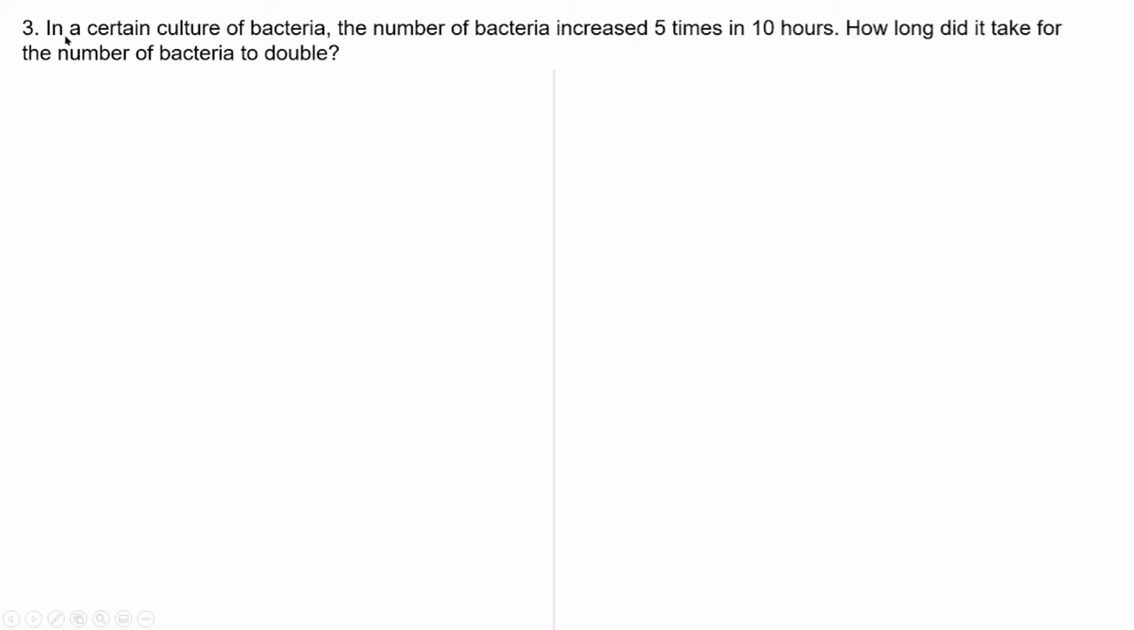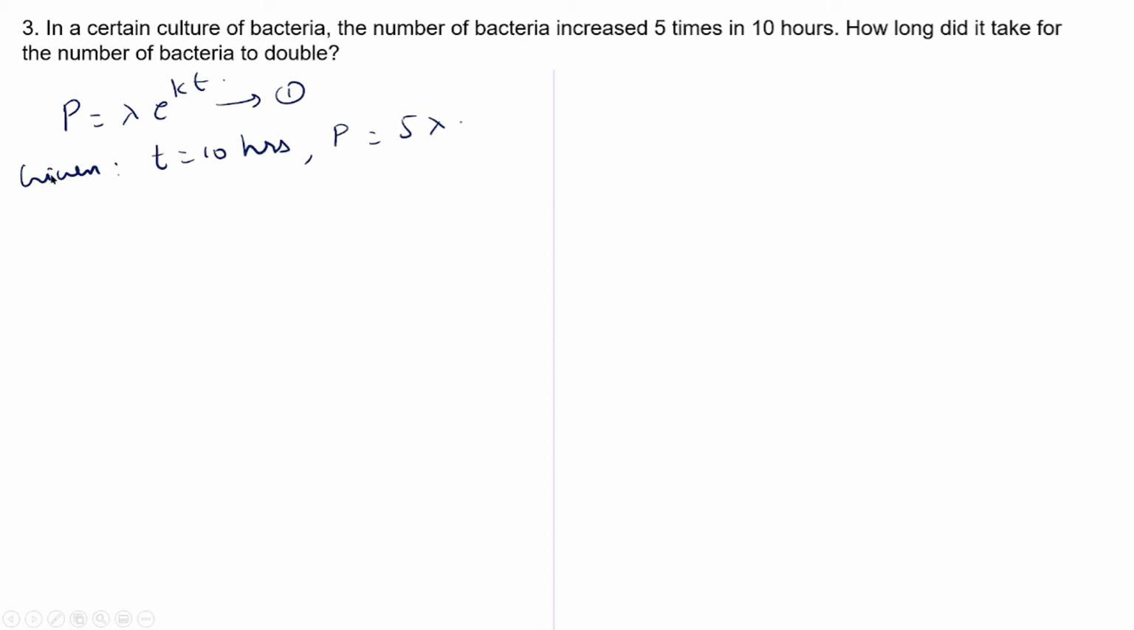Next question. In a certain culture of bacteria, the number of bacteria increased 5 times in 10 hours. How long did it take for the bacteria to double? So here this is a population growth model. It is given the number of bacteria increased 5 times in 10 hours. We need to find the time taken for the bacteria to double. So the model is P equal to lambda into e raised to kt. Given when t equal to 10 hours, P equal to 5 lambda.